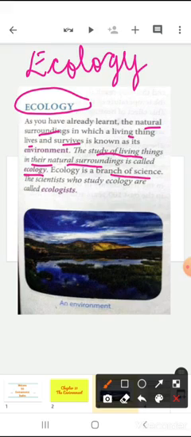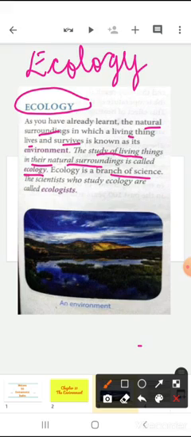Ecology is a branch of science. First of all, what is ecology? Ecology is a branch of science. Ecology means the study of living things in their natural surroundings. Repeat with me. The study of living things in their natural surroundings is called ecology. And ecology is a branch of science.